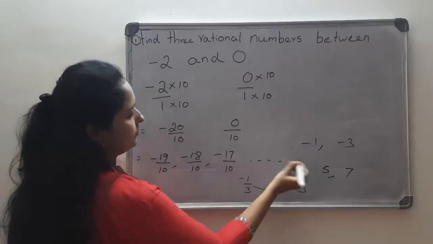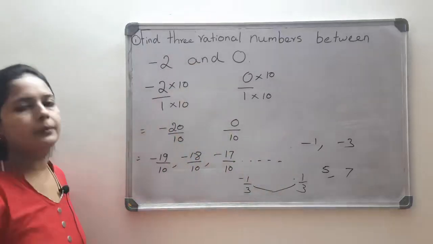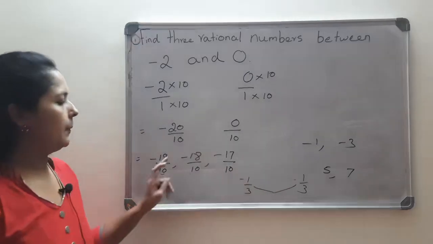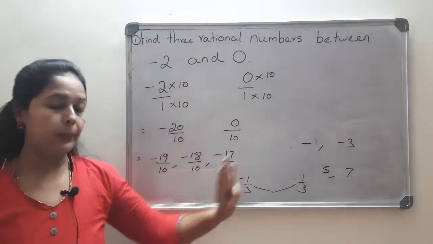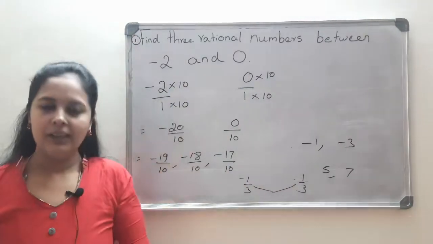It will go till 0, but I want only 3, so I am going to stop here. 3 numbers is enough. Okay, so you just write only 3. Minus 19 by 18. If it is 5 means you have to write minus 16, minus 15. Understand? This multiplying the numerator and denominator with 10 is applicable.